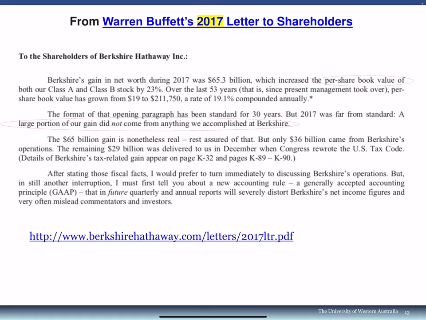Per share book value, which will be linked to his 2018 letter, we'll talk about in a second. But let's read this paragraph. Berkshire's gain in net worth during 2017 was $65.3 billion, which increased the per share book value of both our Class A and Class B stock by 23%.